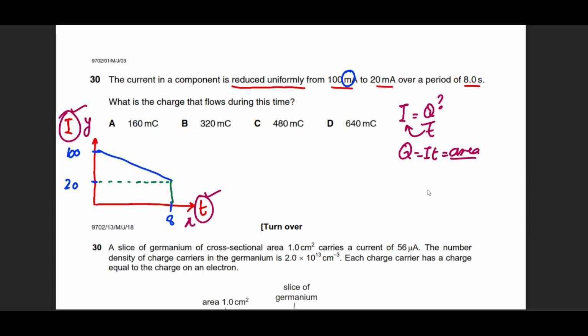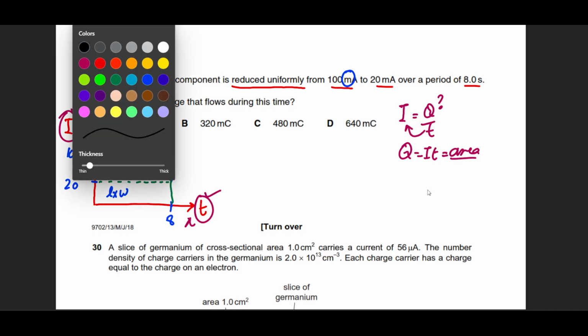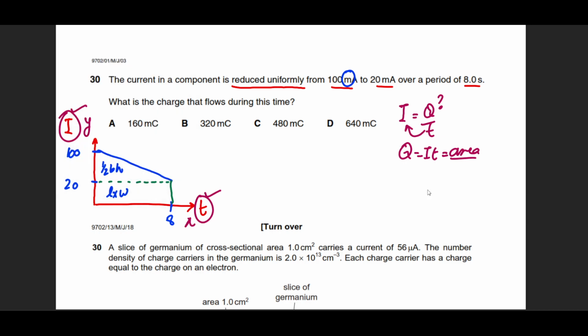So now I have multiple choices. I can find the area of this triangle, half base times height, and this rectangle as length into width, and then add them together, or I can use the formula for a trapezium. I'm going to use the trapezium formula: one over two into the sum of parallel heights, which is 100 plus 20, multiplied by the distance between them. The distance between the parallel lines is 8 seconds. When you're done with this, you get 480 millicoulombs.